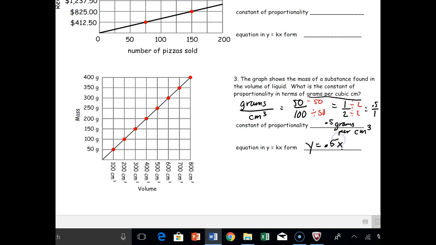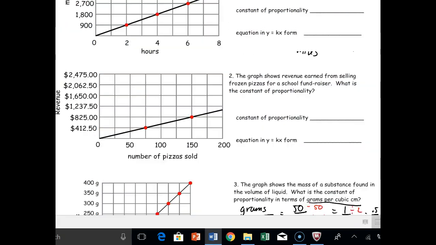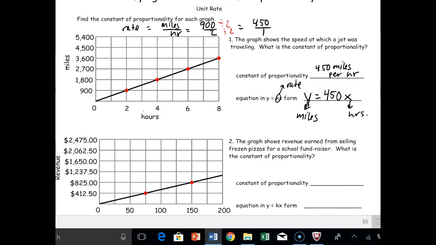In equation form, that's going to look like y equals 0.5x. Where x is the amount of cubic centimeters in volume that I can plug in, and y is the amount of grams that I'll get. So if I give you 200 cubic centimeters in volume, you plug that in, you multiply it by 0.5, and you should get 100 grams, and that's exactly what you get. If you plugged in 500 cubic centimeters, you multiply that by 0.5, and you get 250 grams. So got to read these very carefully.